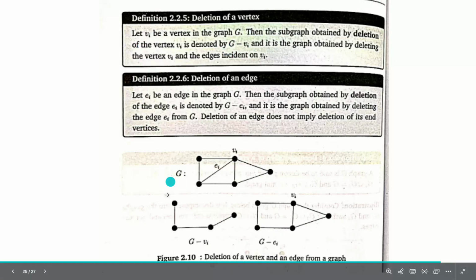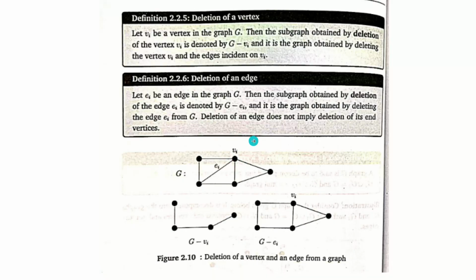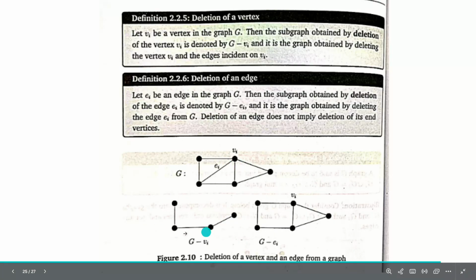So here, I am removing vi, which means I will remove that vertex vi and the edges incident on vi. That means this edge, this edge, this edge, and this edge are the edges incident on it. So these four edges I will remove, and this is the new graph which I got, G minus vi.